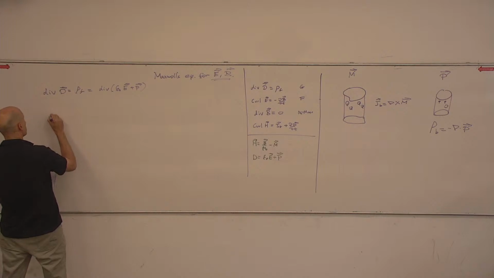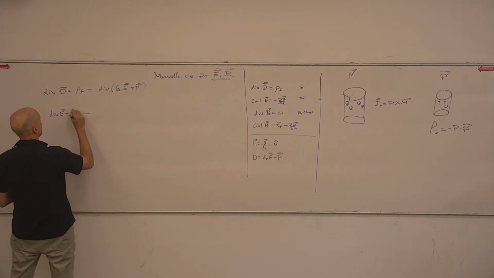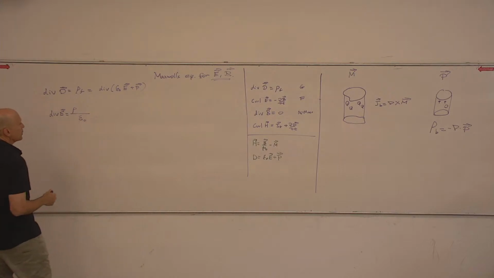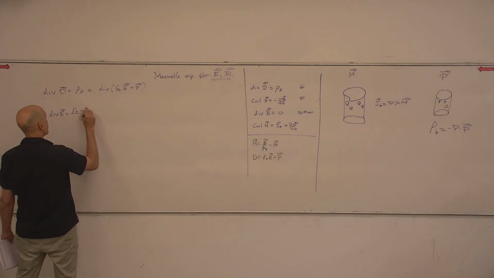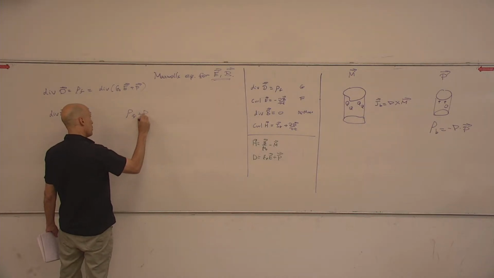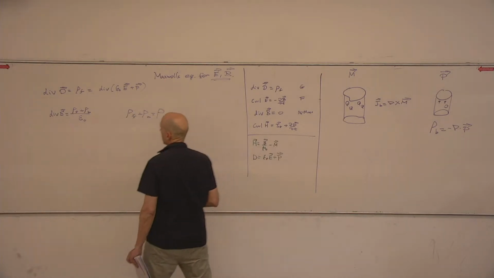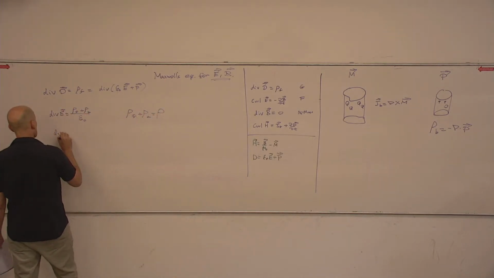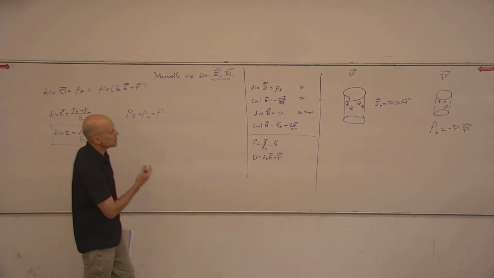I get the following. I get div E, and I'm going to divide by epsilon 0, which is just the permittivity of free space. And here I have rho free plus rho B. Now, we define rho free plus rho B as some rho, some density, which depends on space. And this is Gauss's law, which has not changed too much, because this is essentially a static law.